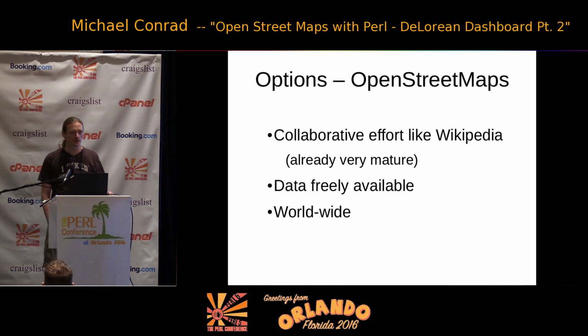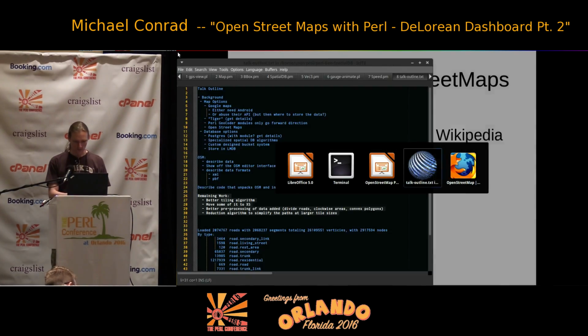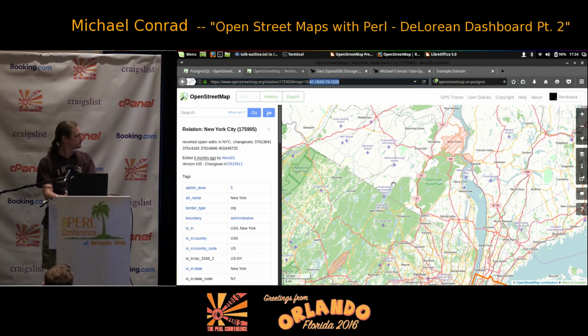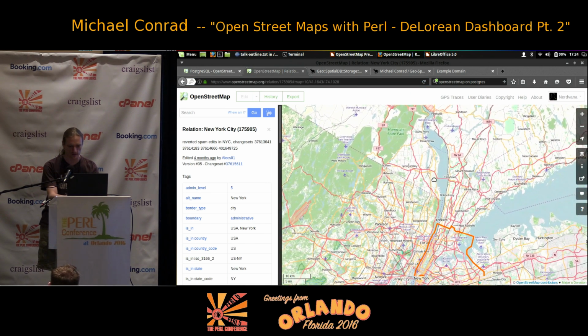OpenStreetMaps, I didn't really know much about it when I started. It's a collaborative effort like Wikipedia. So you log into their site, you get an account, and then you open up their web-based editor, and you can start editing maps. So if we jump over to Firefox here, yeah, there you go. So this is OpenStreetMaps.